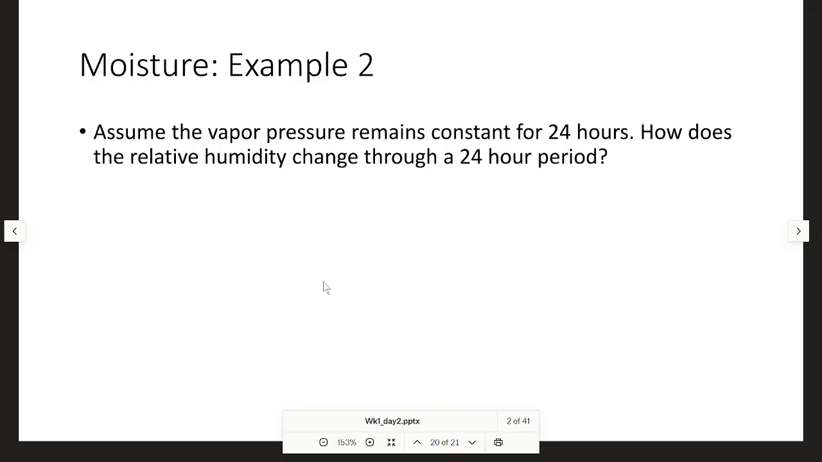Okay, example 2. Assume the vapor pressure remains constant for 24 hours. How does relative humidity change through a 24-hour period? So, if the vapor pressure is the same and the temperature increases, the saturation vapor pressure is going to go up. Since relative humidity is a ratio of vapor pressure over saturation vapor pressure, the relative humidity will go down when the temperature goes up.